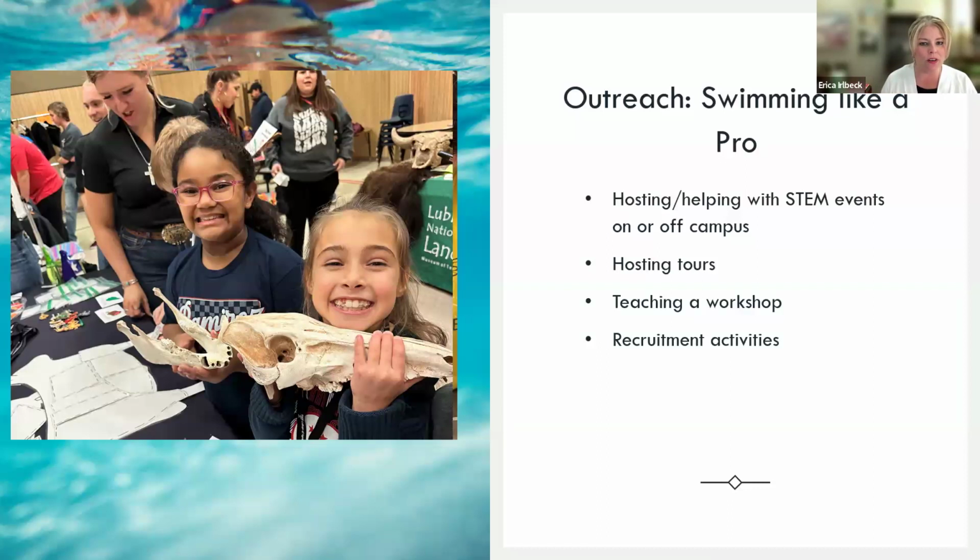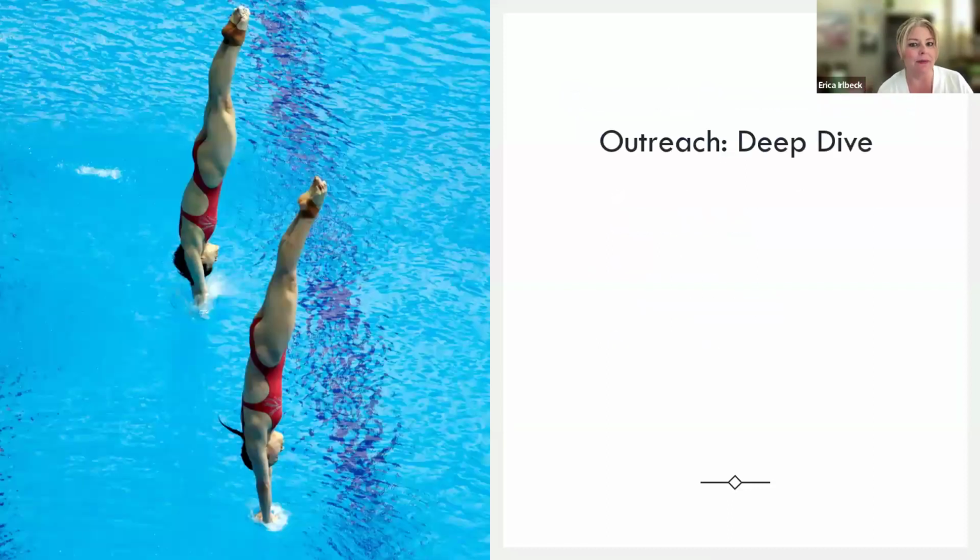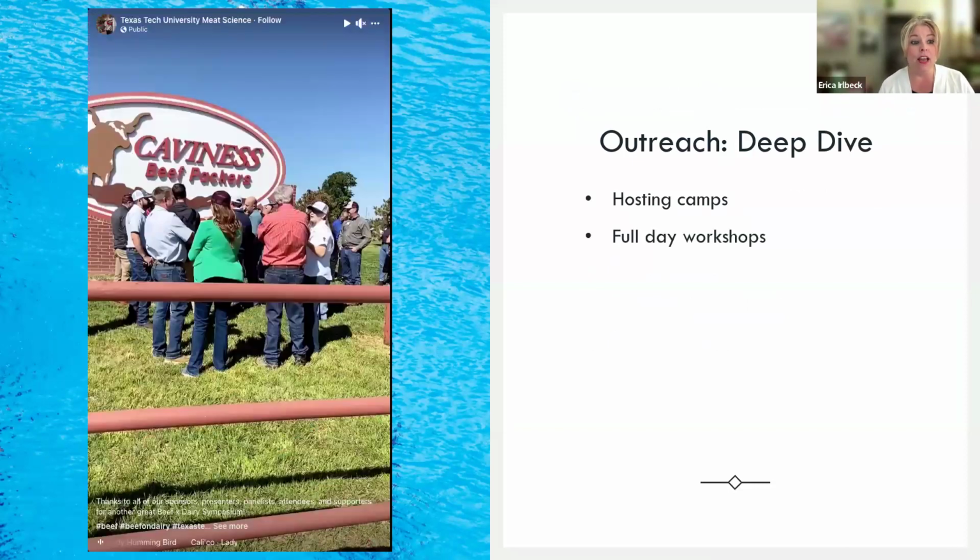And so now we're moving into our deep dive types of activities. Things that take a lot more preparation, like camps. These are still considered outreach. Full day workshops. In this photo, one of our faculty members did a workshop on beef on dairy, which is a really hot topic in the animal sciences world right now. They had people from all over the place. There were probably 300 people. Huge undertaking, huge outreach undertaking. So that was a lot.